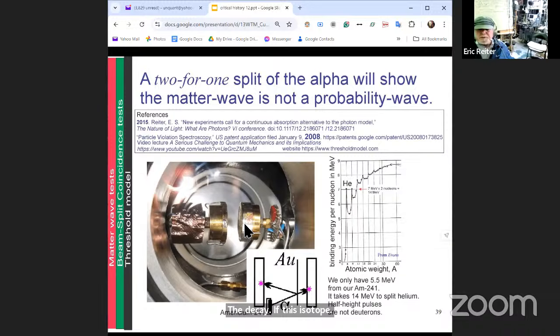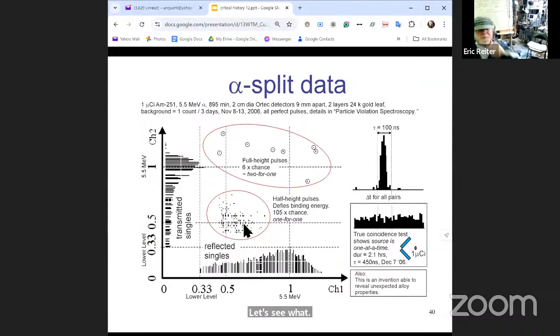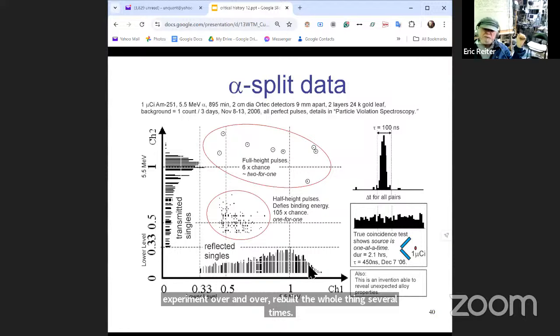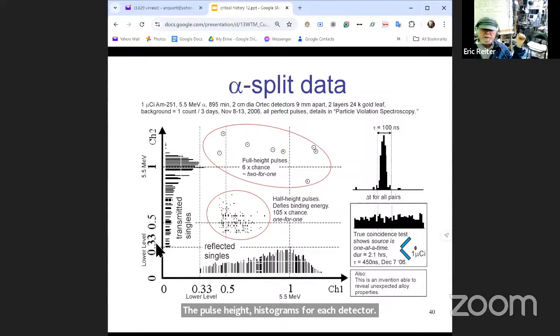So let's see what happens. The data is, I went to great pains. I did this experiment over and over, rebuilt the whole thing several times. The pulse height histograms for each detector are on the X and on the Y, pasted in carefully to see what's going on here. And I programmed my LeCroy oscilloscope through QuickBASIC to see everything. A lot of work.